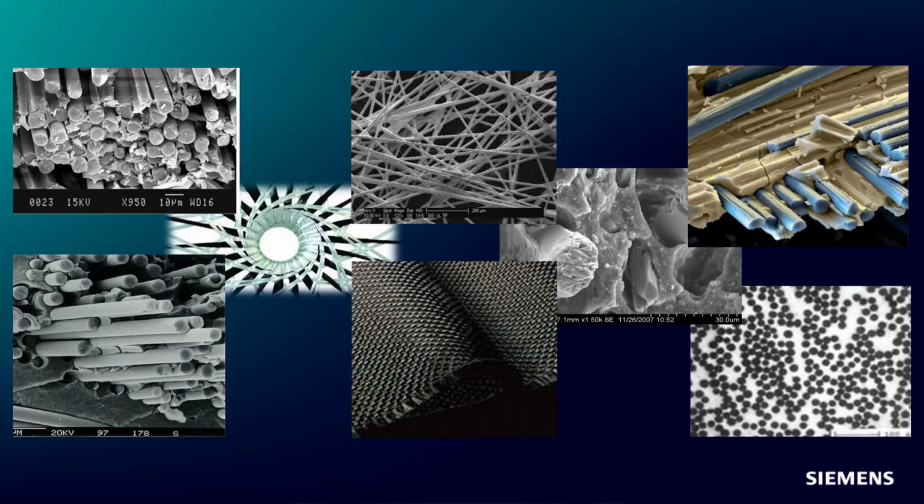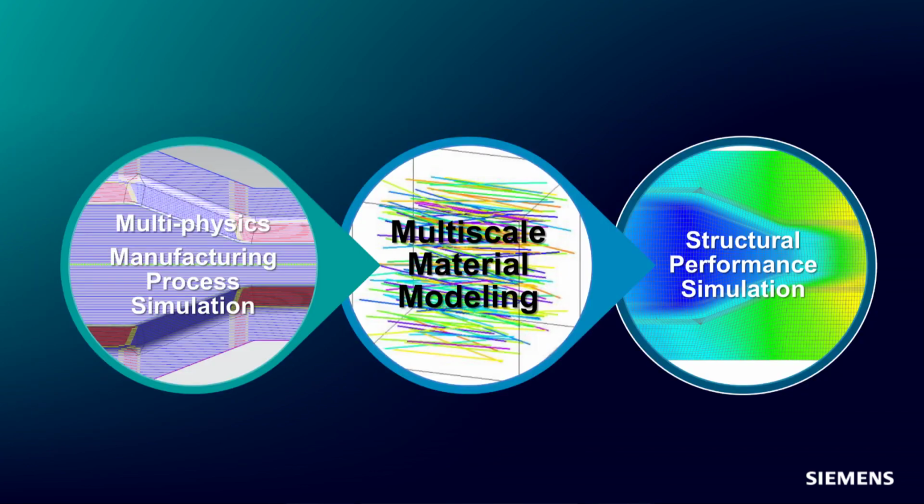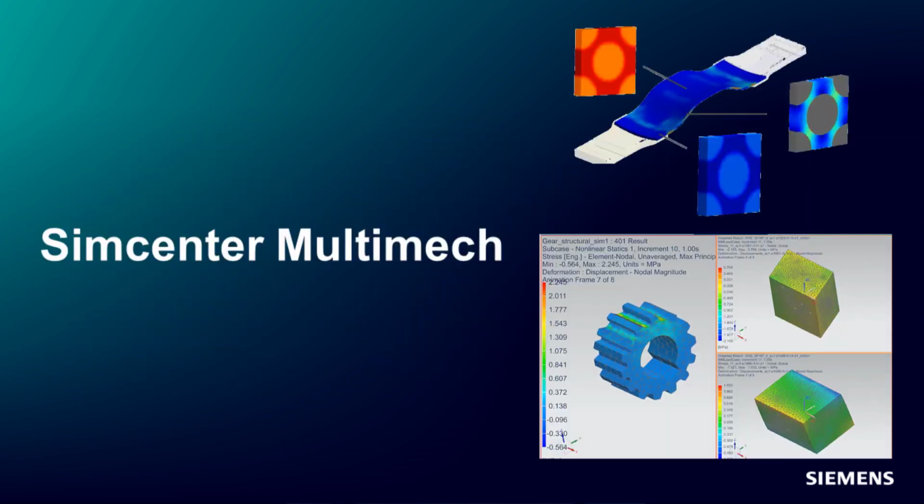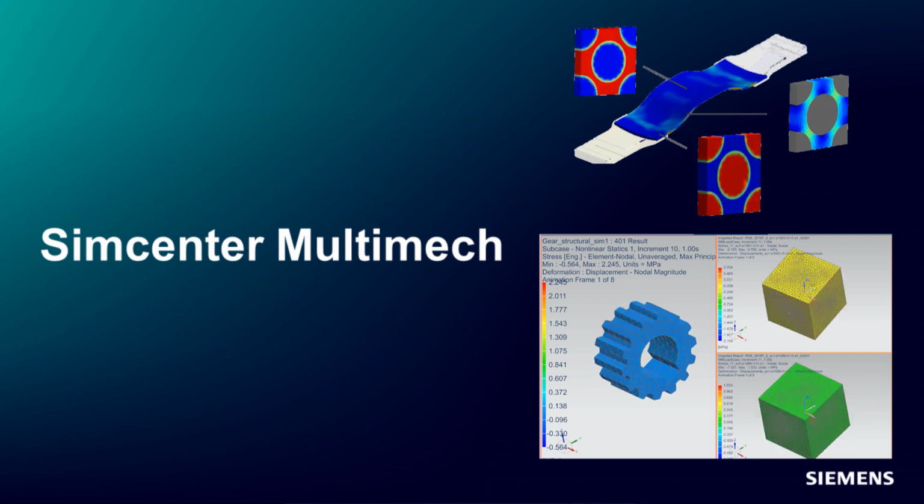Materials often have very small imperfections, things like inclusions or voids, which you can model and simulate in Simcenter Multimech. This, combined with a structural solver, helps you predict product performance at a macro level. Simcenter Multimech ultimately helps you more accurately predict how products made with advanced materials will perform.